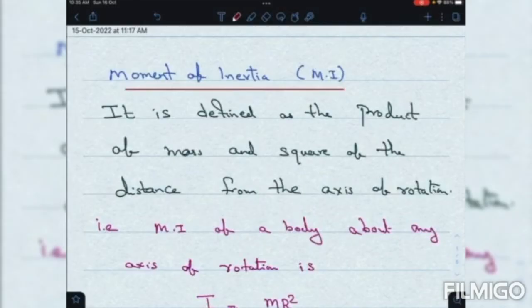Good morning all. Today we are going to study moment of inertia. So in the beginning itself we have to note the definition. It is nothing but the product of mass and square of the distance from the axis of rotation. Moment of inertia is always linked to a rotational motion, and moment of inertia is nothing but the product of mass and square of the distance from the axis of rotation.